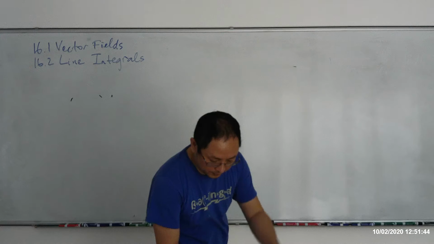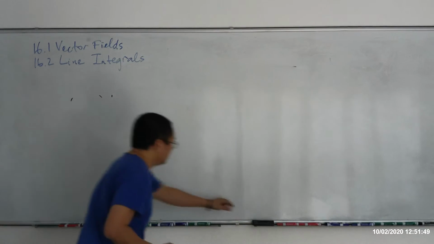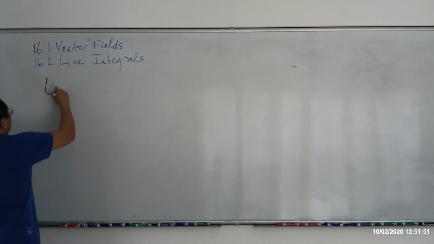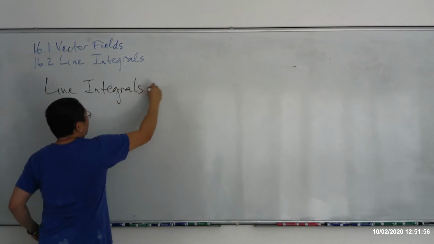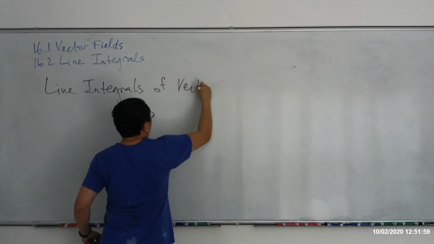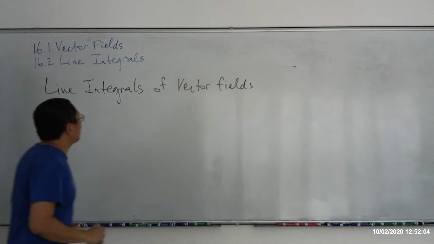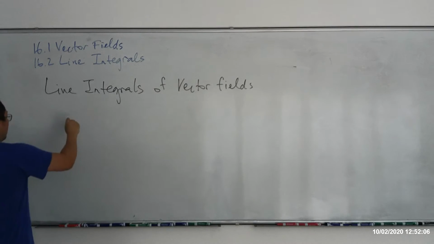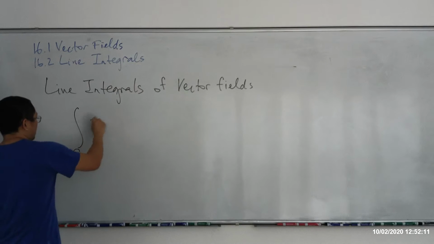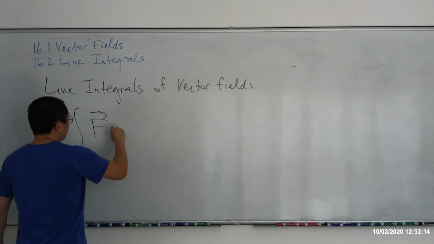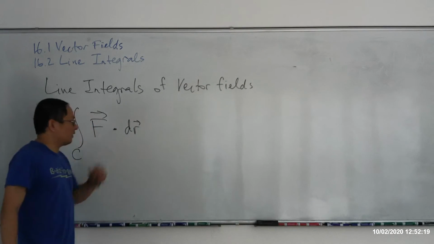Now let me talk about the line integrals of vector fields. Instead of integrating a function with respect to ds, now we're looking at the integral along the curve C of a vector field F times dr. Here dr is the change of the vector r direction.